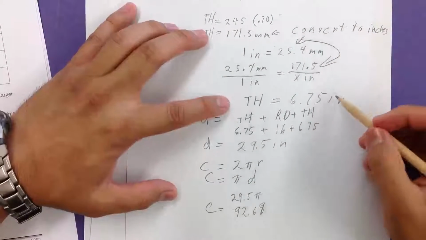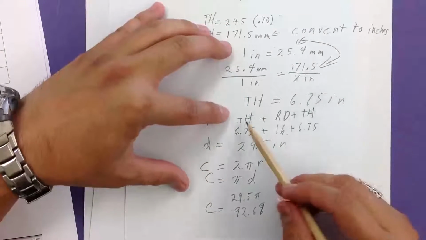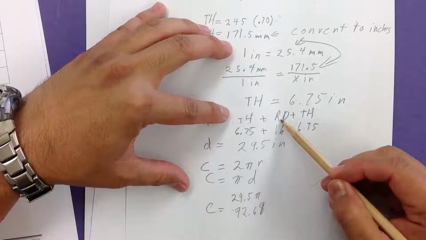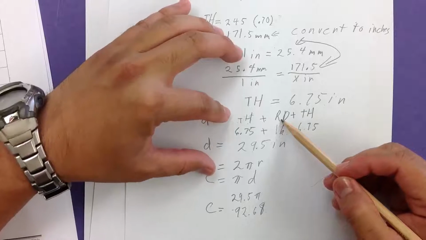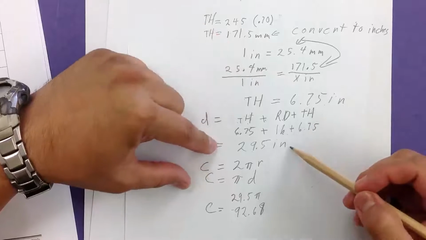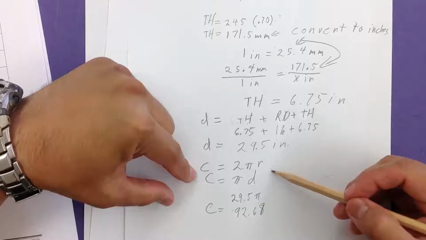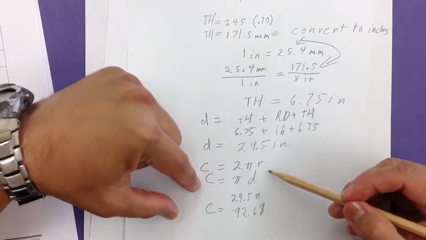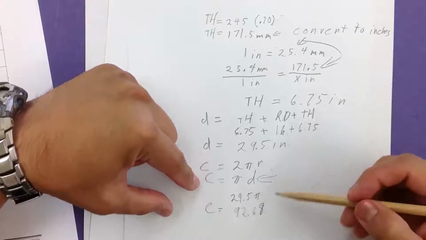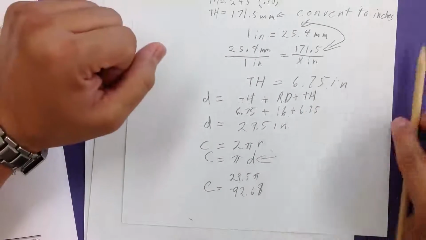After it's converted into inches, we add the tire height plus the rim diameter and the other tire height. That gives you the diameter. After you get the diameter, just use this formula right here to get the tire circumference.